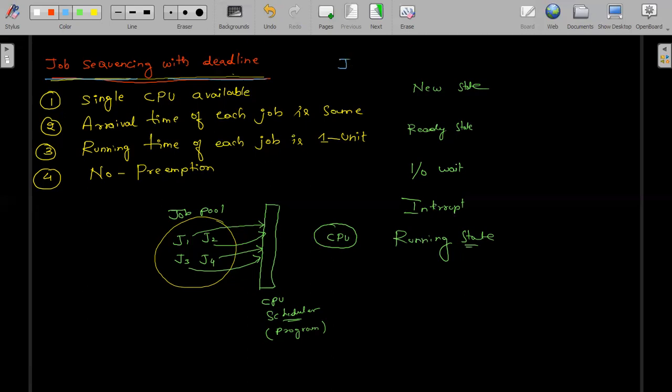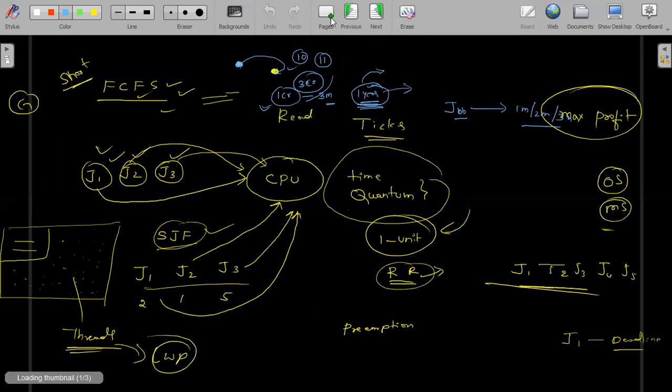Like this, n number of jobs will be there. Those jobs will go in a sequence so that we can achieve more profits with the deadlines. Before the deadline, or within the deadline, we have to finish. That is what exactly we are discussing about this, and that is the reason why I wrote all these things.